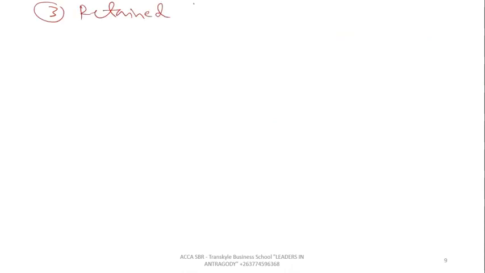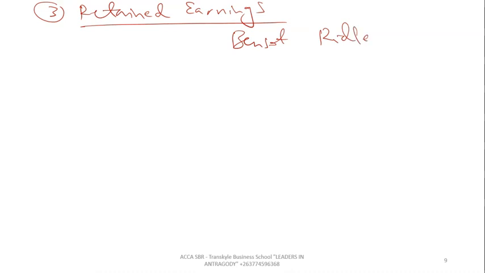Then another working that is of paramount importance is working number 3, retained earnings, which I have discovered is a bit problematic. So we have got our Bensot, we've got our Redu and Petro. And every figure, as you have already seen, is in thousands.